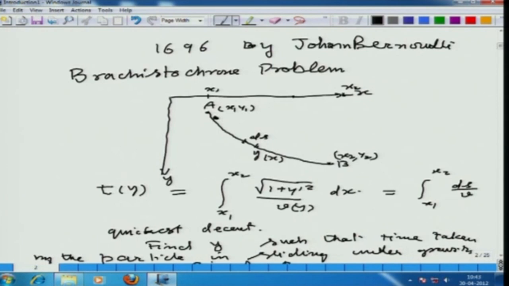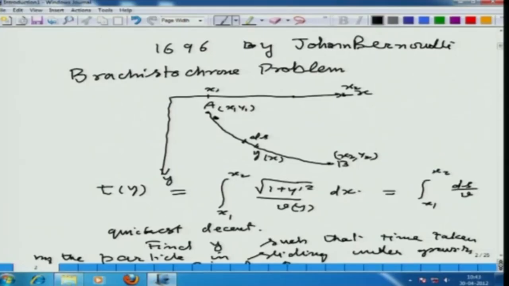In that year 1696, famous mathematicians like Newton, Leibniz, John Bernoulli and his brother Jacob Bernoulli, and others like L'Hospital all solved the problem. So, interest was created in the study of the calculus of variations, and many more problems were posed and solved using its techniques.